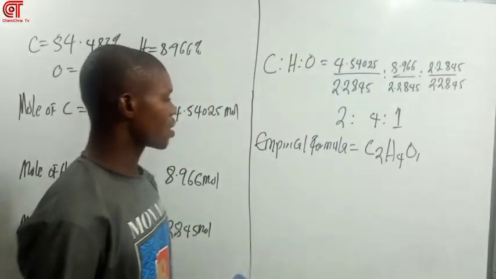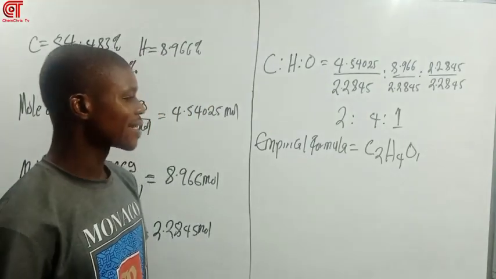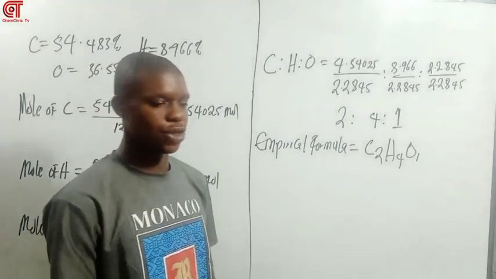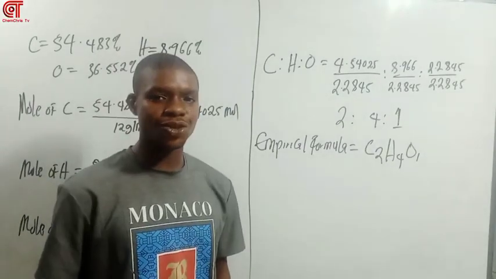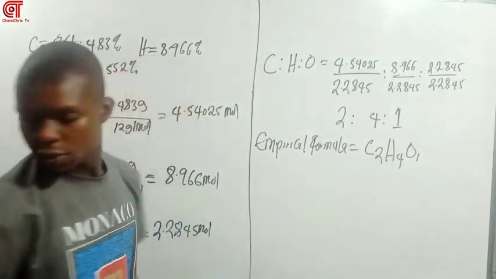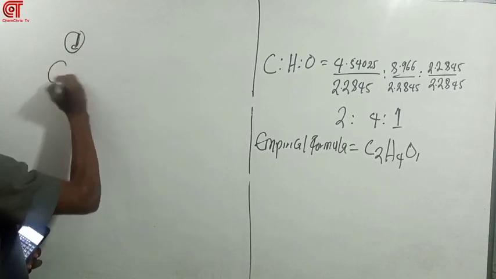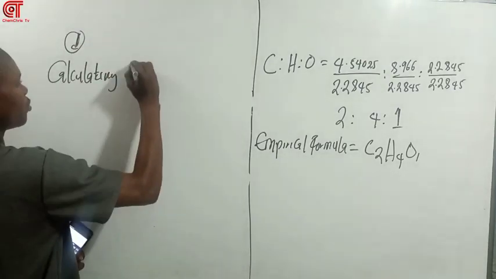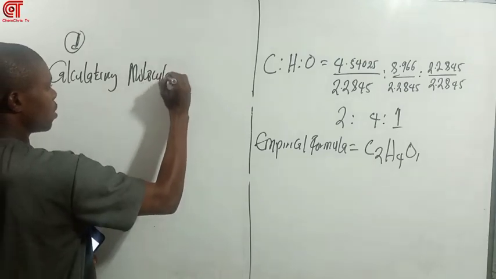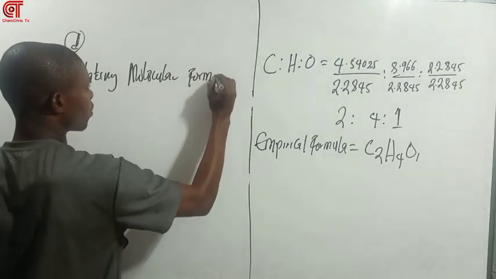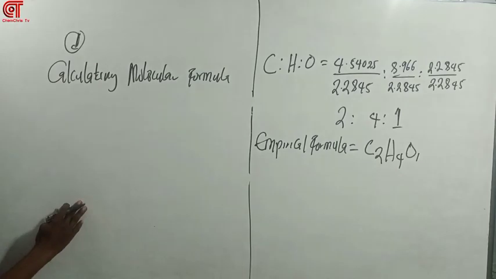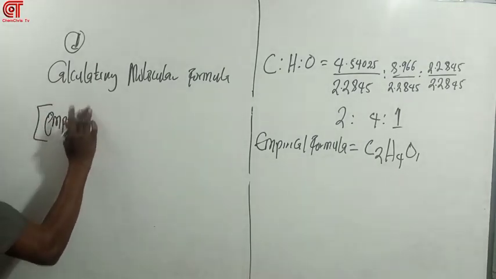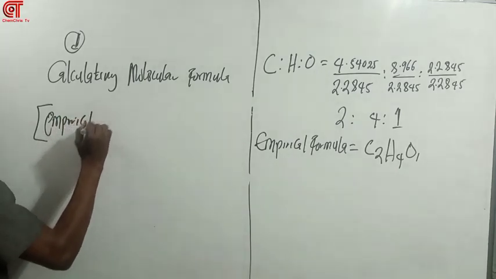So the next thing is to calculate the molecular formula. Remember, the empirical formula is the simplest ratio. The molecular formula is the actual ratio. So calculating the molecular formula. How do you calculate the molecular formula here? So here we have the empirical formula.